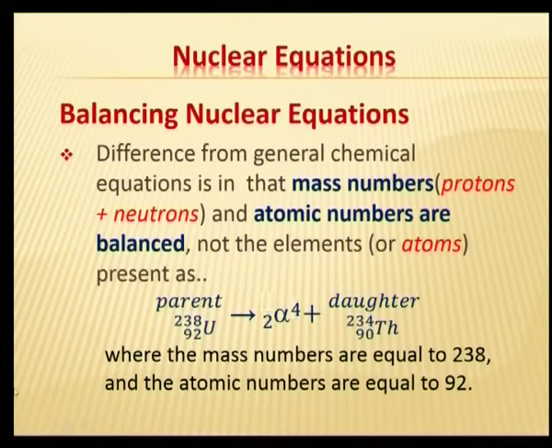Again, I will go to the example of the parent uranium 238 (atomic number 92) giving an alpha particle plus daughter thorium 234 (atomic number 90), where the mass numbers balance, 238 equals 234 plus 4, and the atomic numbers balance, 92. So, the nuclear reactions are different from the chemical reactions.